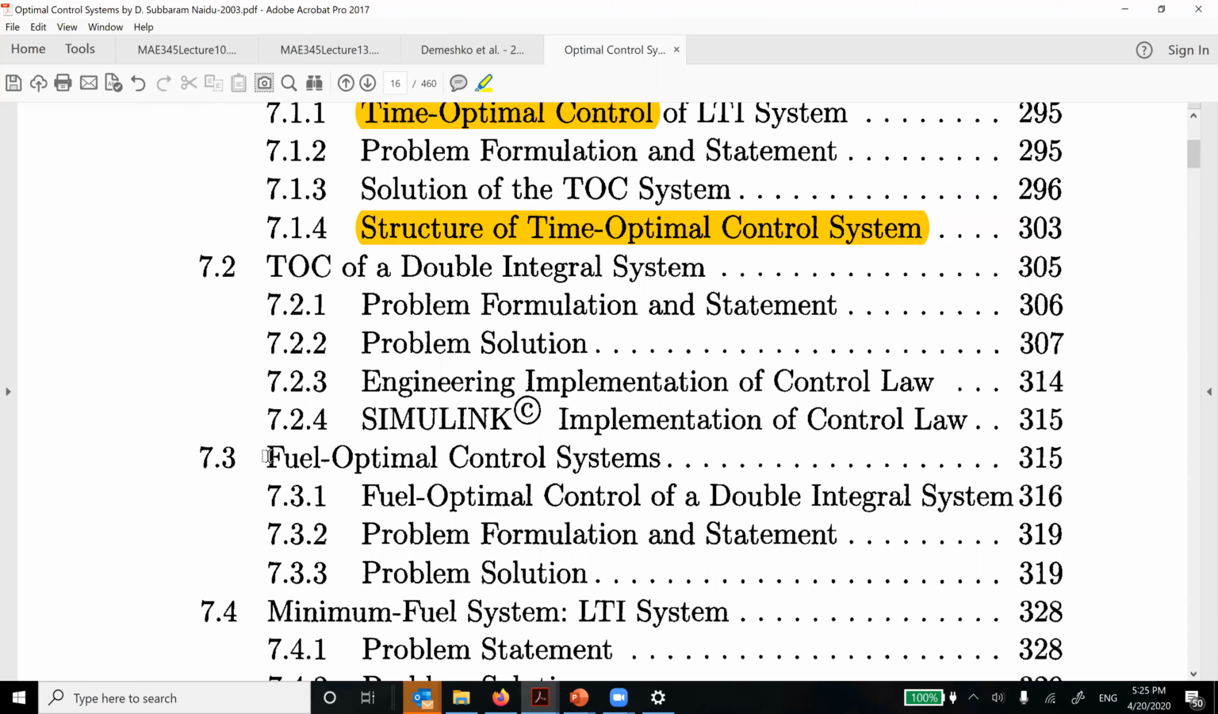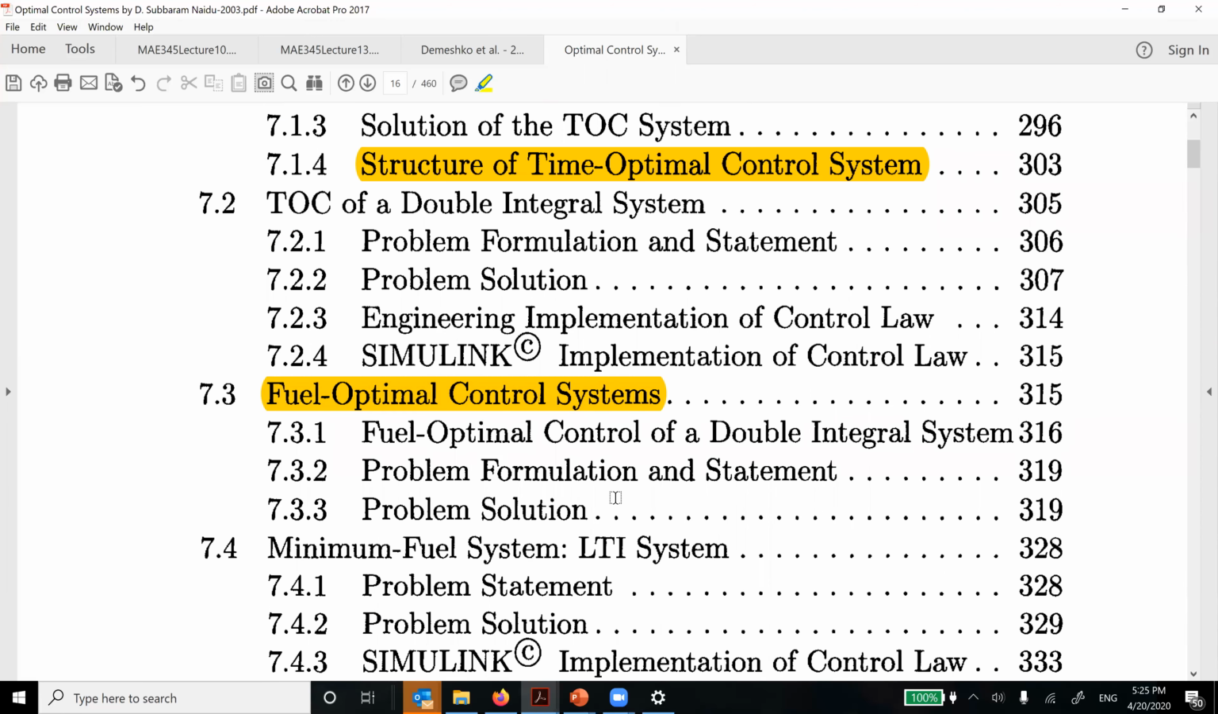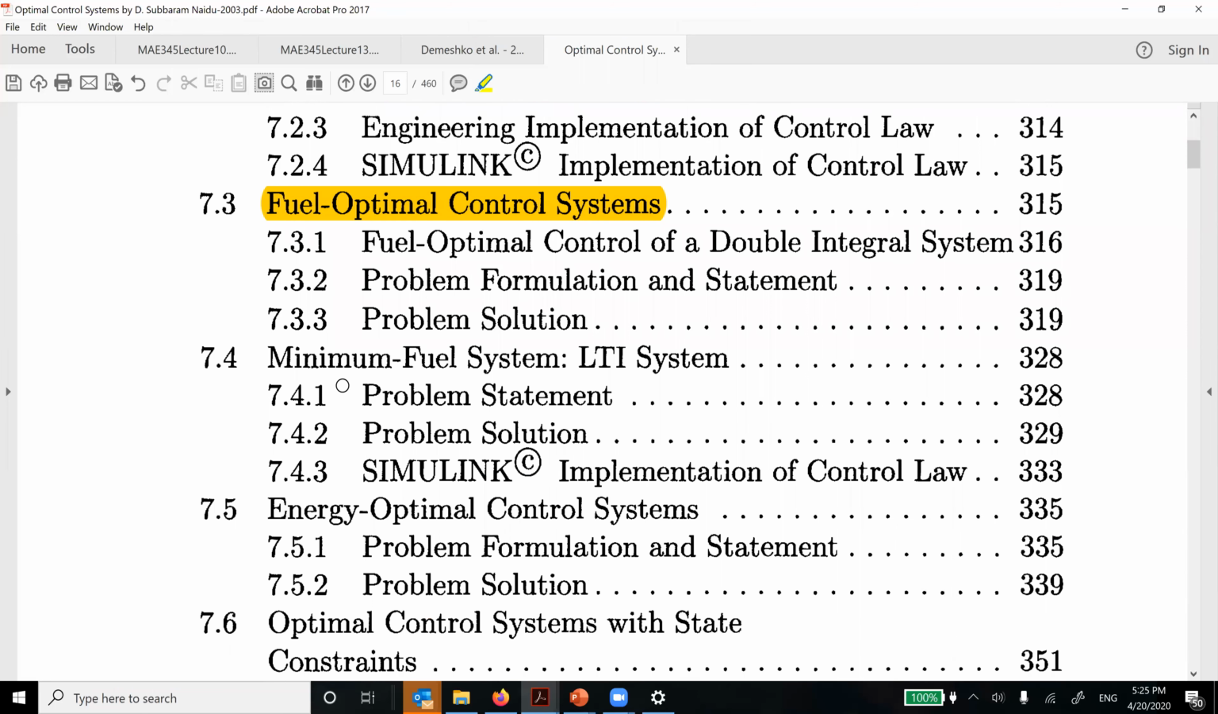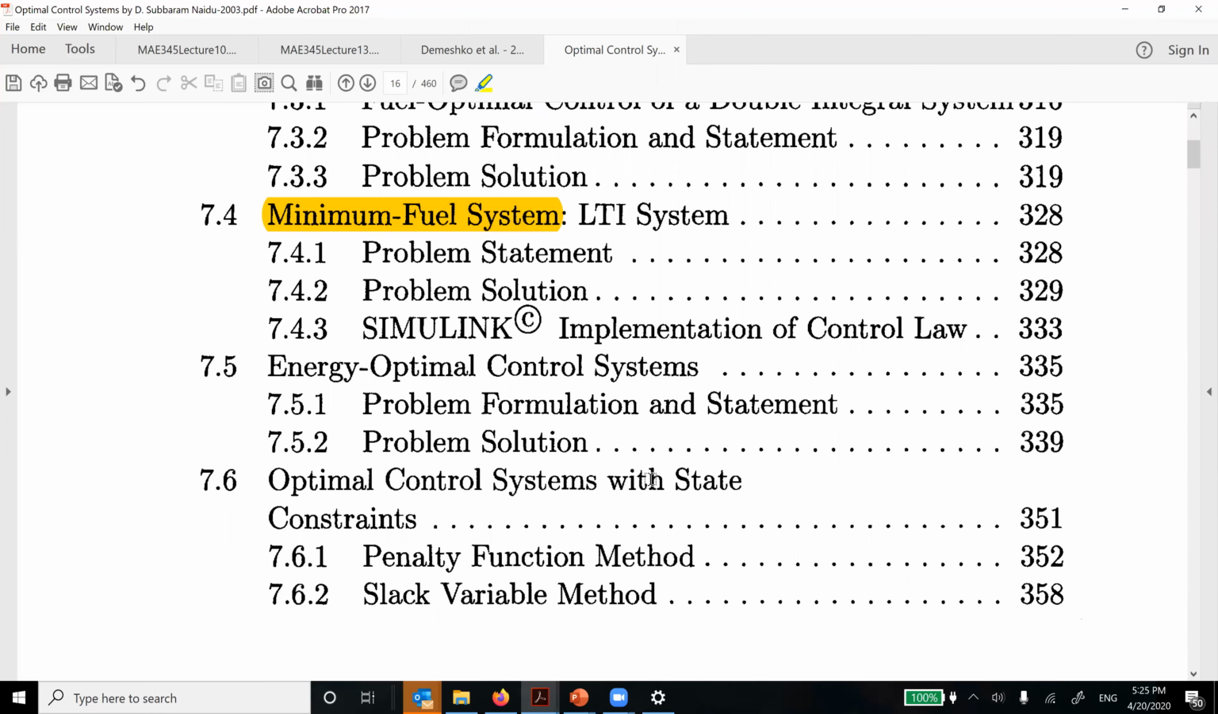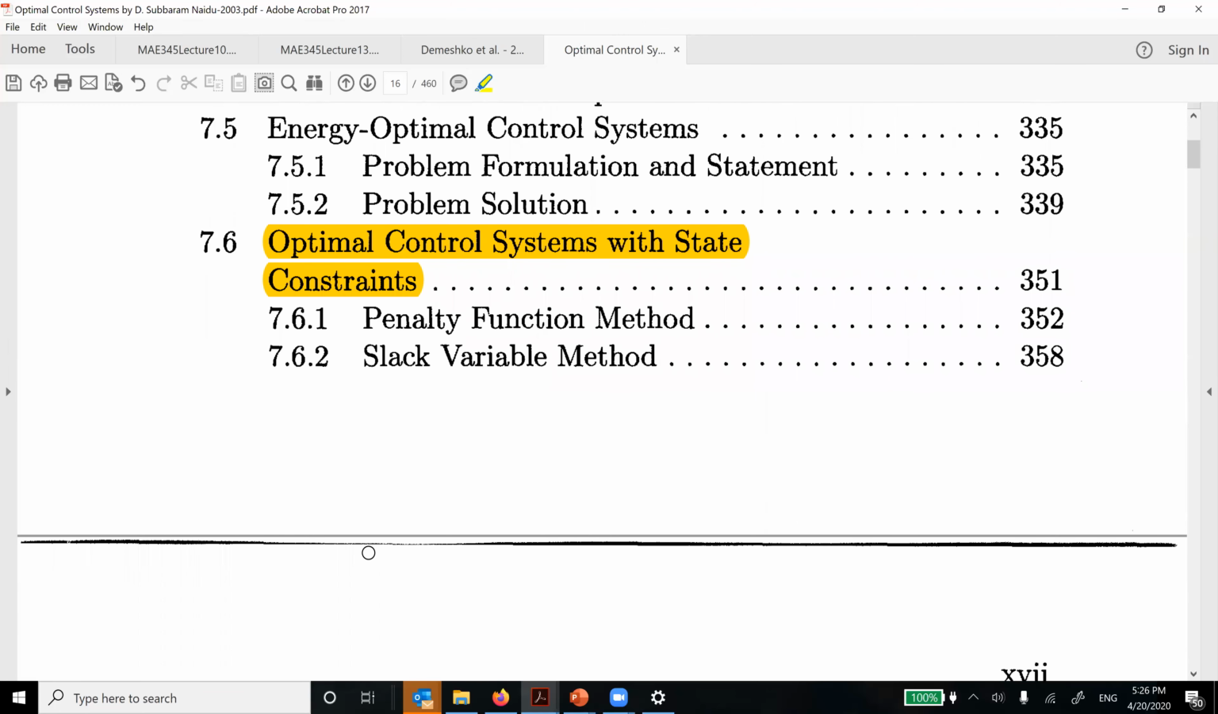We can talk about fuel optimal control, where Q is zero and there is only R, minimum fuel, and energy optimal, and state constraints. For example, you have a robot and you want to optimally control it, but you have some state constraints like obstacle avoidance. How can you add this, and how can you use the penalty function method?